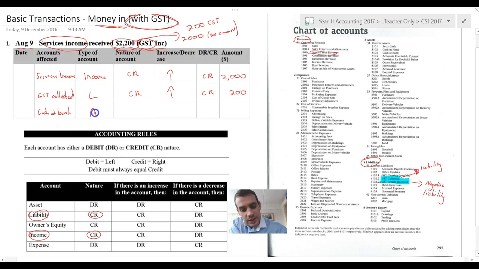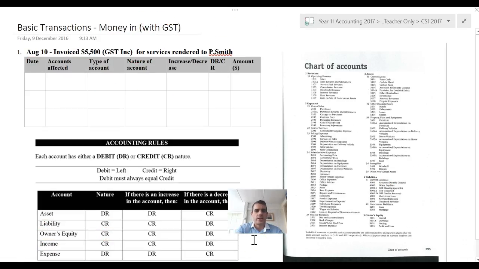The last account affected is our cash at bank, which is an asset. Assets, we know, are debit by nature. We've received this money, so our bank account has gone up. So this is going to stay as a debit. How much have we received? We received 2,200. We can do a quick check now. We know that our debit amount of 2,200 equals our two credits. When they're added together, that will equal 2,200.